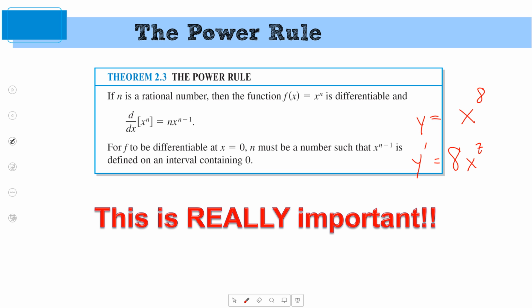Okay? It's that simple. You bring the exponent down in front, you reduce it by 1. So you'll notice in the notation there, in the calculus speak in the rectangle, if you're starting with x to the nth, then the derivative is n times x to the n minus 1. Bring the exponent down, reduce it by 1. And as it says, this is really important. You will do this ad nauseum.